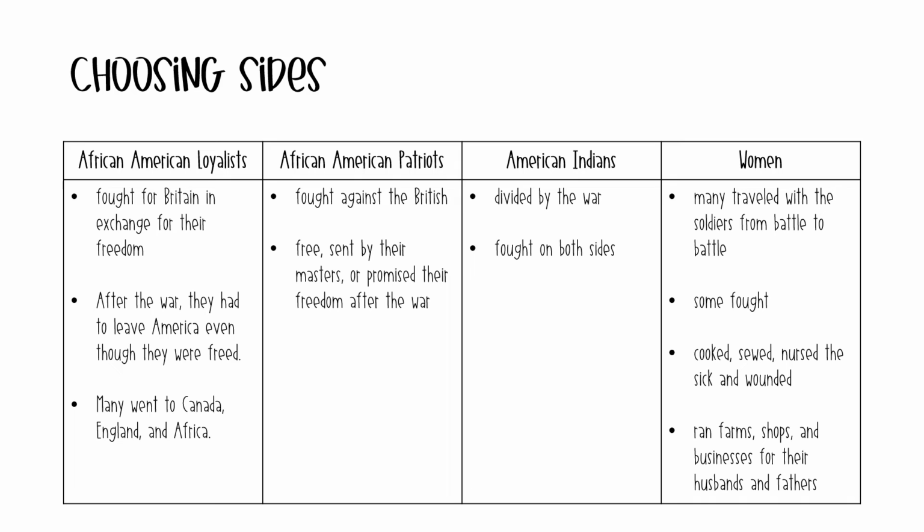Some slaves sided with Britain because they were promised their freedom. However, after the war, they were forced to leave the country because Britain had lost. Many went to Canada, England, or Africa. Others fought with the colonists, some by choice, and others were sent in place of their masters. Native Americans were split as well. They knew that neither side was going to leave their land, and they would be forced out either way.